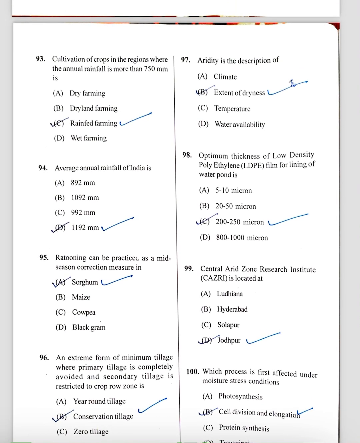Then coming to cultivation of crops in regions where annual rainfall is more than 750. As you know, less than 750 it is dry farming, more than 750 it is rain-fed farming. Then the average annual rainfall in India is about 1192 millimeter. So in this case, one option is 800 millimeter; less than it is dry farming, more than 800 millimeter it is rain-fed farming. So here the answer will be rain-fed farming, and it is 1192 millimeter.